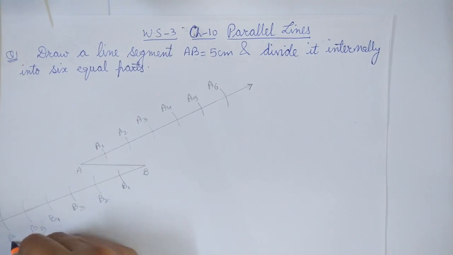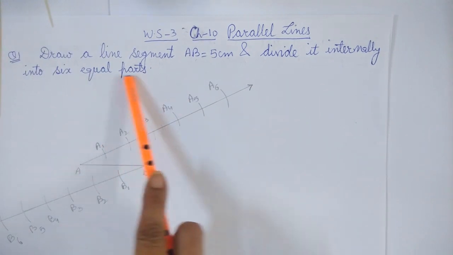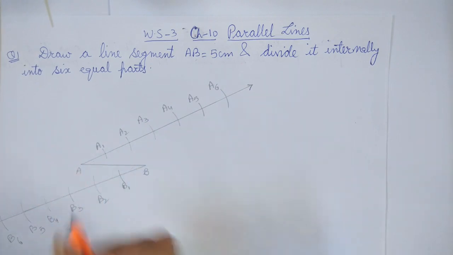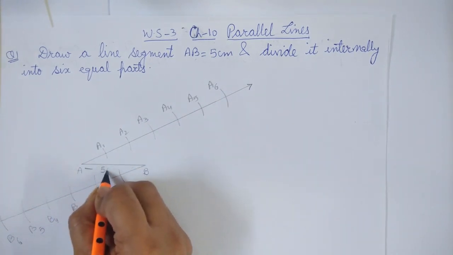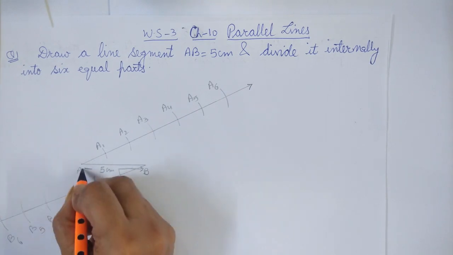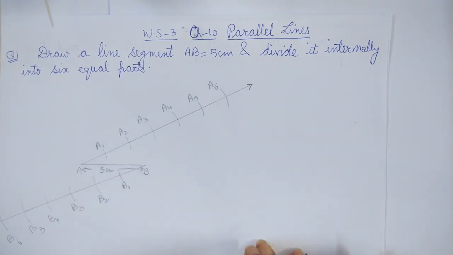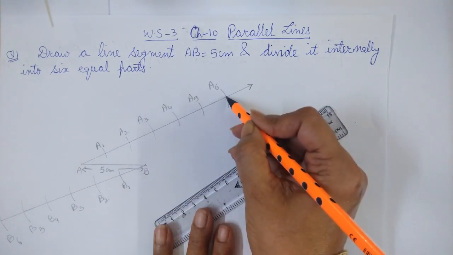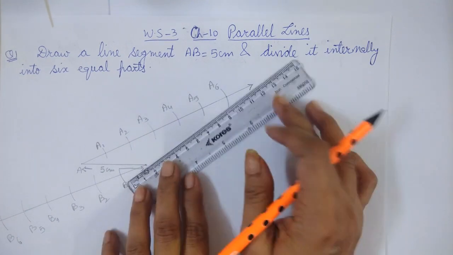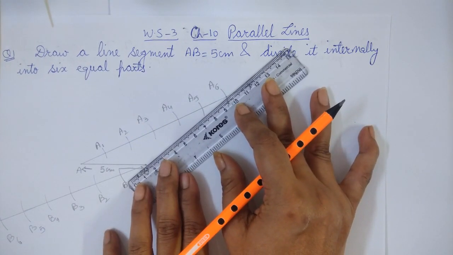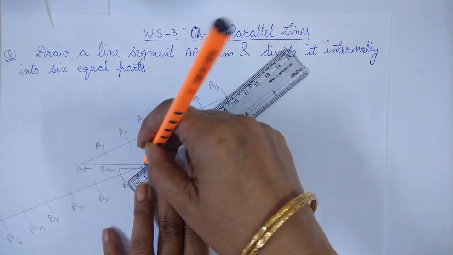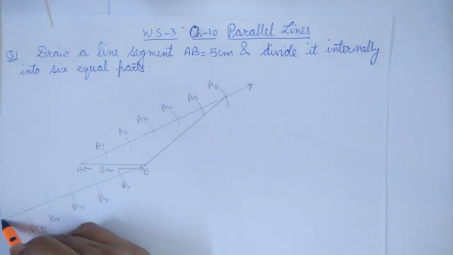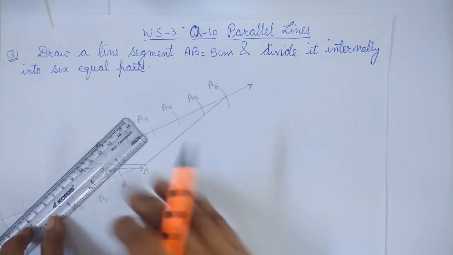B5 and B6. Now the question is, you have to divide this line segment AB, which is of 5 centimeter, into 6 equal parts internally. Now what will you do? You will join this point A with the last measurement, say B6. You will join it like this, and the point B you will join with A6, means opposite you have to join it.